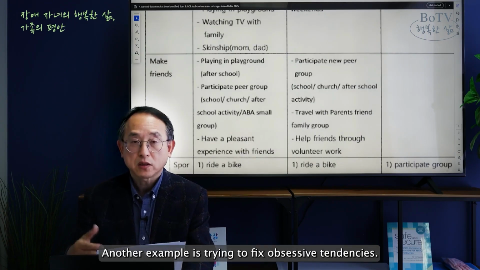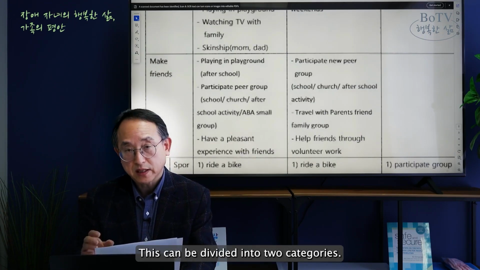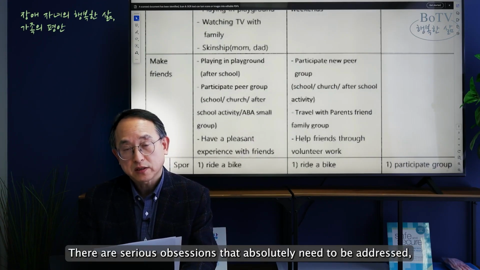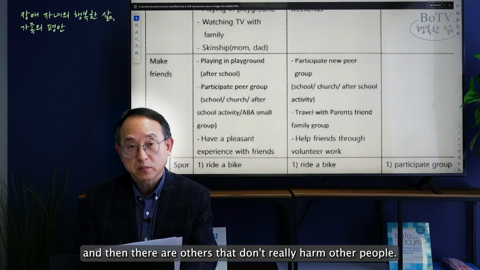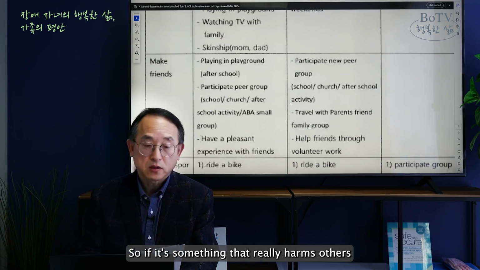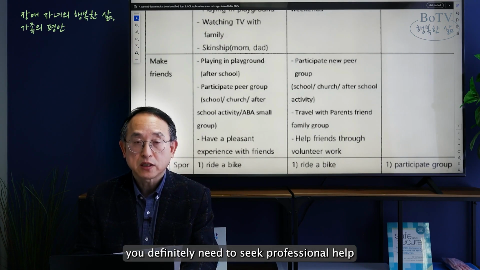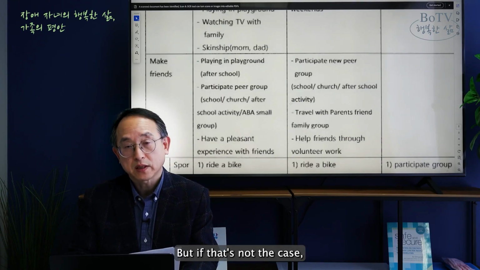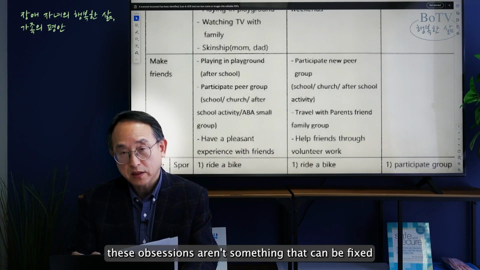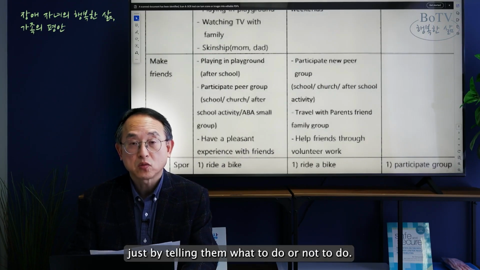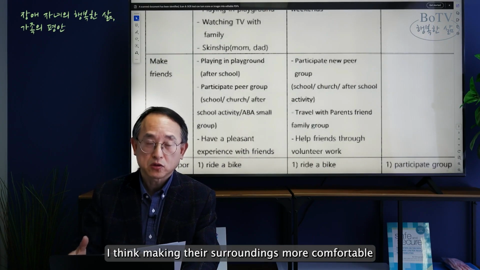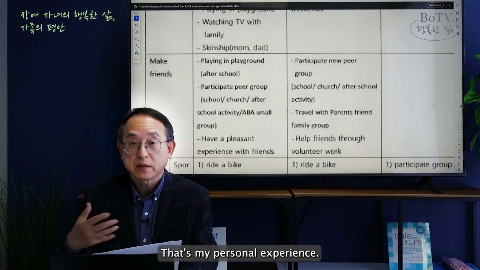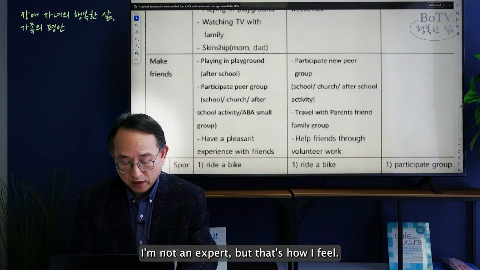Another example is trying to fix obsessive tendencies. This can be divided into two categories. There are serious obsessions that absolutely need to be addressed, and then there are others that don't really harm other people. So if it's something that really harms others or is a serious problem, you definitely need to seek professional help and make an effort to improve it. But if that's not the case, these obsessions aren't something that can be fixed just by telling yourself what to do or not to do. In fact, I think making your surroundings more comfortable actually helps more in overcoming these obsessions. That's my personal experience. I'm not an expert, but that's how I feel.